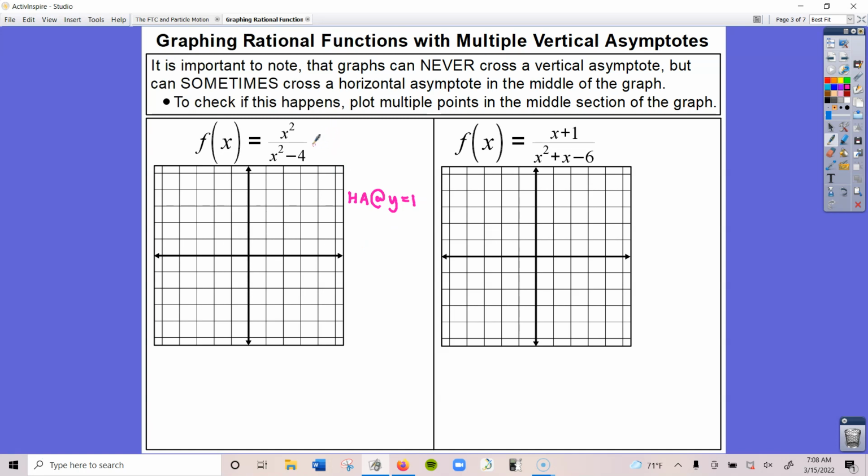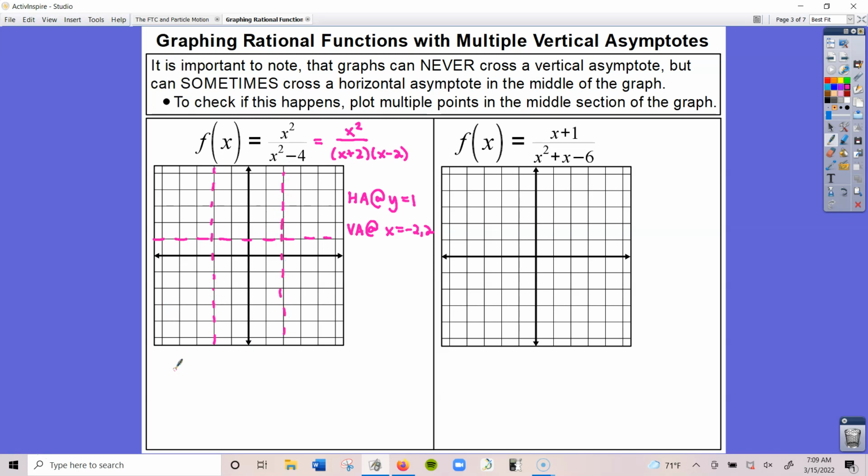To get any vertical asymptotes or holes, I'm going to have to factor. So this is x squared over, and then this is a difference of squares, so x plus 2, x minus 2. We have no holes since nothing cancels, so therefore we have 2 vertical asymptotes, which are at x is equal to -2 and 2. I'm going to go ahead and put that on my graph. So y is equal to 1, and then x is equal to -2 and +2.